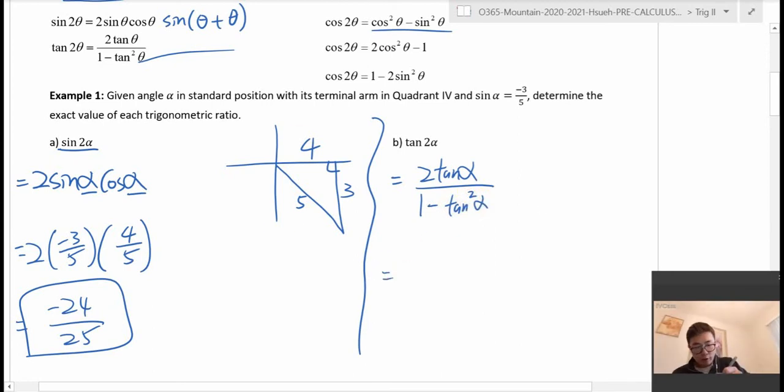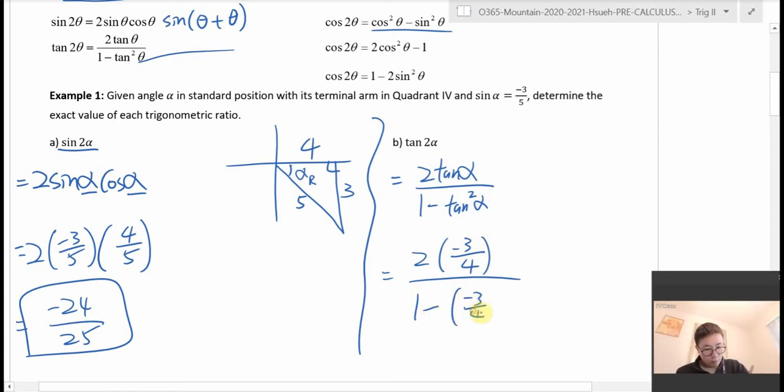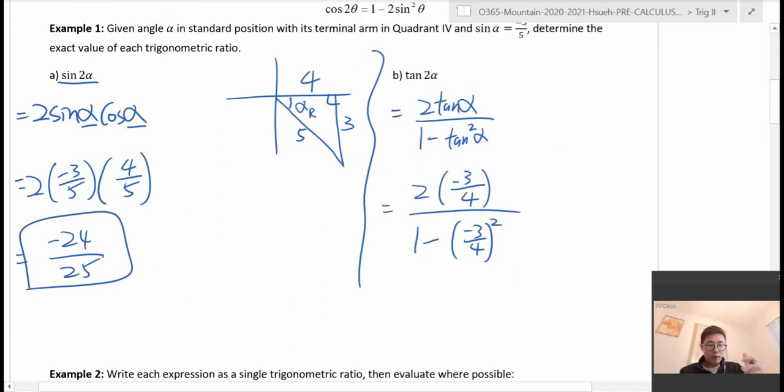We have our triangle done here already, so again, we can just use the triangle. Tangent is opposite over adjacent, so that's 3/4. Remember, here's the reference angle. Now, tangent is negative in the 4th quadrant, so I'm going to put a negative sign there. 1 minus (-3/4) squared. Now I just need to evaluate this. This is going to be -3/2 divided by 1 minus 9/16.